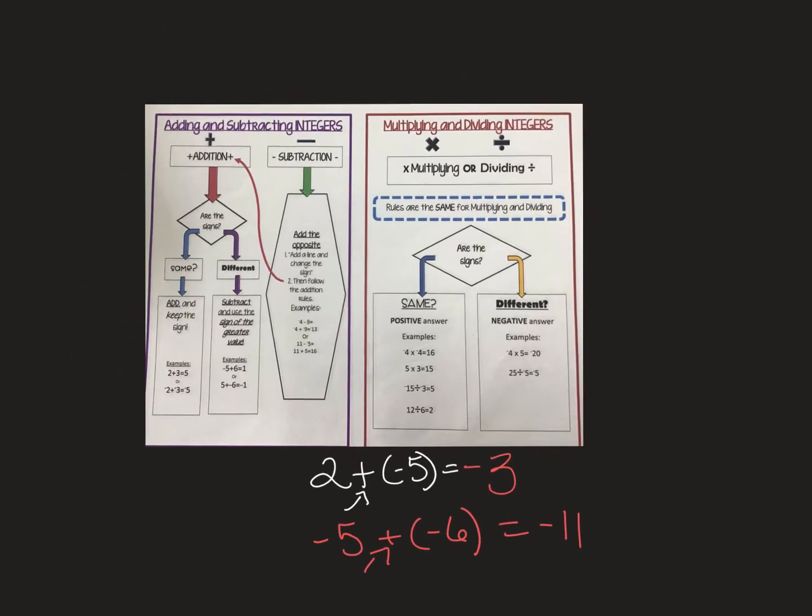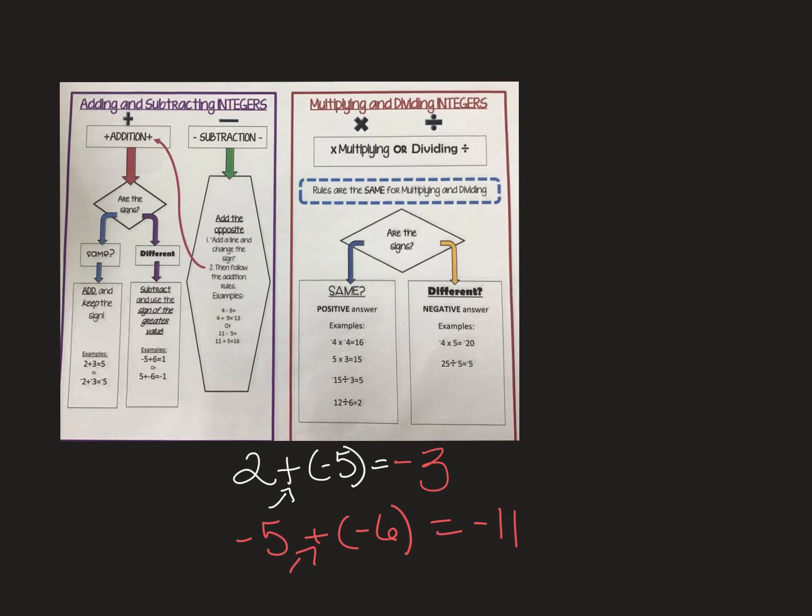Okay, so what do we do if we have a subtraction sign? Well, let's say that we have negative 7 minus 2. Okay, so go to the subtraction section, because that's what we have here, right? What do we do? Add the opposite. In other words, add a line and change the sign. What do I mean by that? I'm going to show you. I'm going to add a line, change the sign.